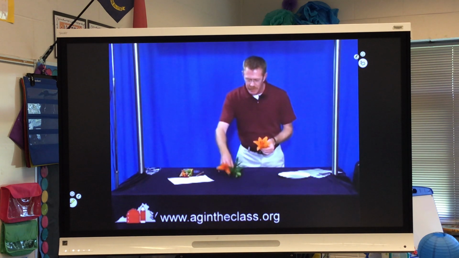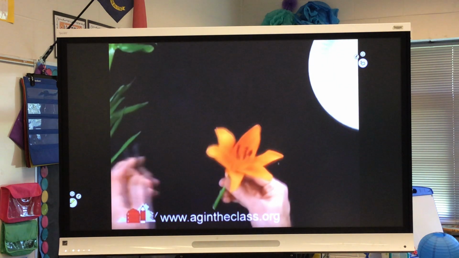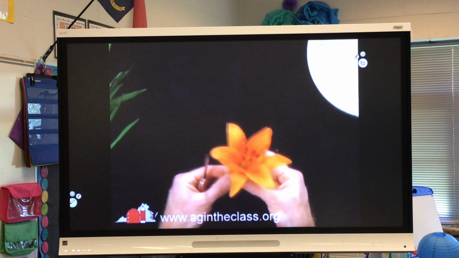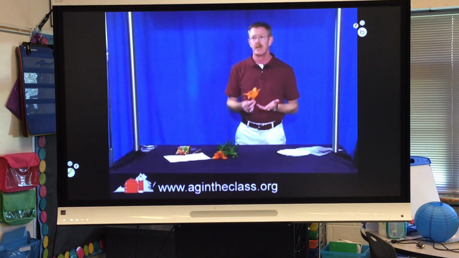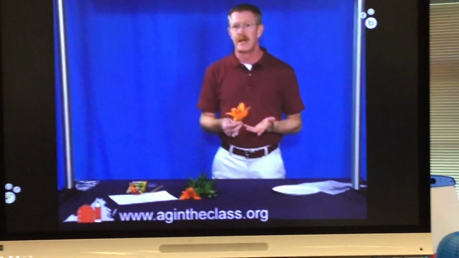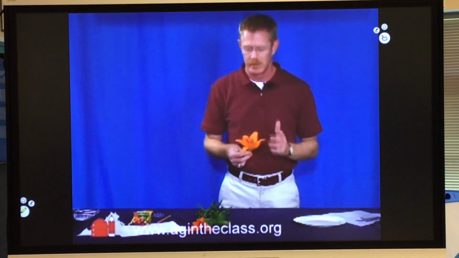Lilies, you can pick those up at your local florist or grocery store that sells flowers, garden center, or if you're growing flowers in your school garden, that would be great to go outside with your students, cut your own flowers, and then bring them inside to investigate the flower parts.